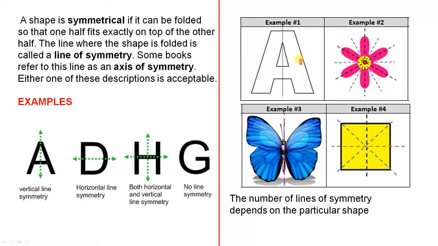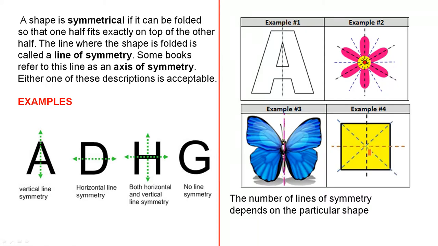Here are some examples. We've already seen the letter A, and there's the line of symmetry. The shape is said to have line symmetry, but this is a line of symmetry. Here's an interesting shape, and there are many lines of symmetry there. This shape here definitely has line symmetry, and there are many lines of symmetry. This butterfly, assuming it's exactly the same on both sides, has line symmetry. That is the line of symmetry or the axis of symmetry.